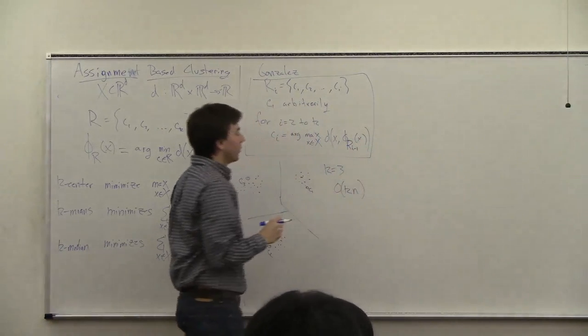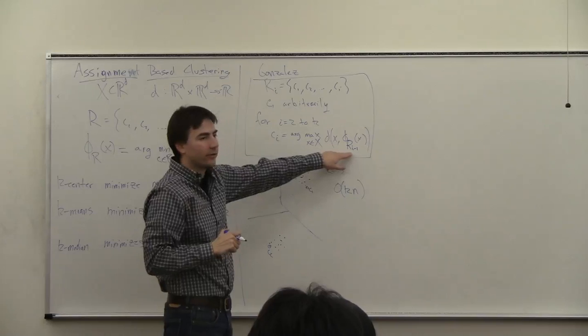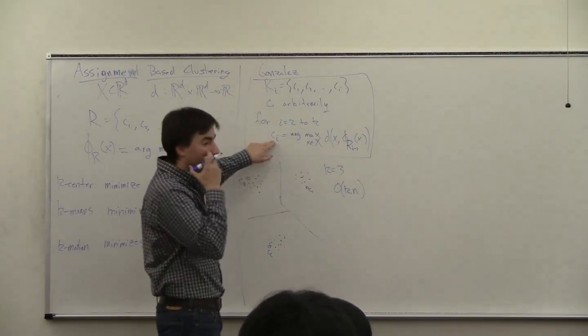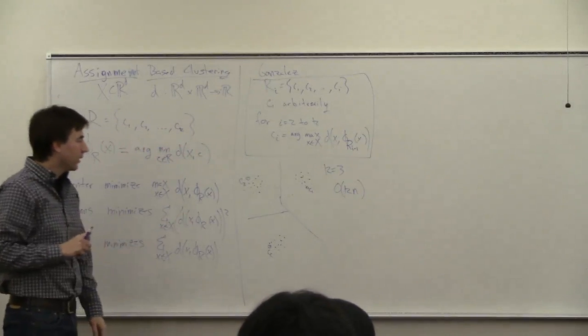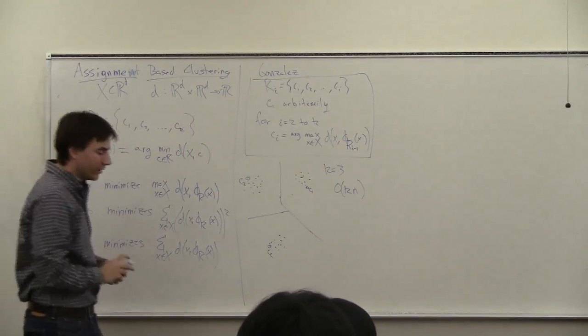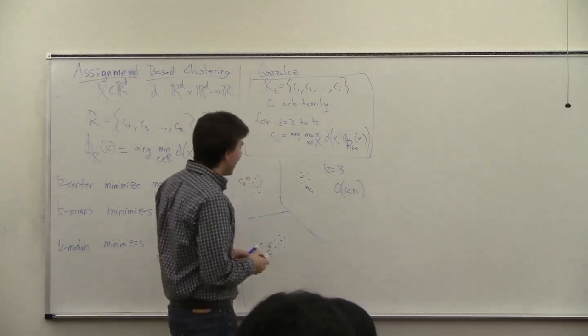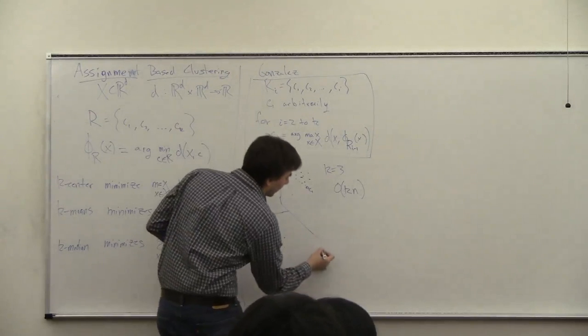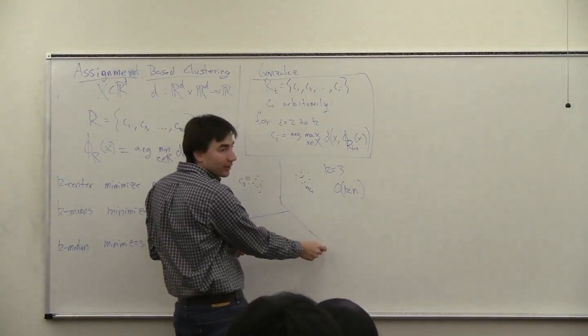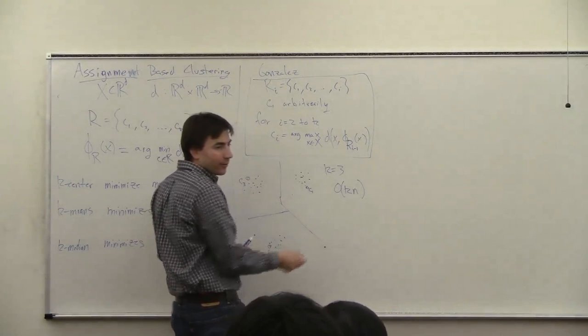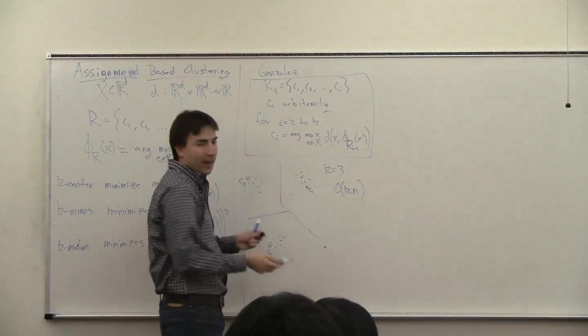Yeah, i minus 1. So it's all of the centers I found so far. So to find the ith center, I'm using all the ones I found before this. And then the problem with this also is that if I have some point which is an outlier here, I'm definitely going to pick this as one of the centers. This is far from everything, but this is not really capturing the data.